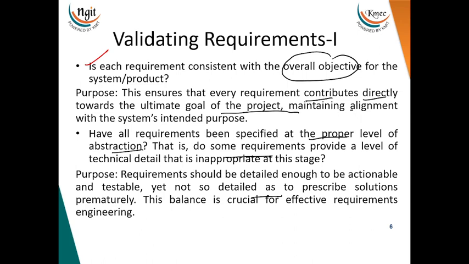It means each requirement should maintain that it has to give you the required output. It is directly or indirectly related to our product. Maintainability, alignment with the system intent. So it is directly related to our project, and it has to give you the required output.